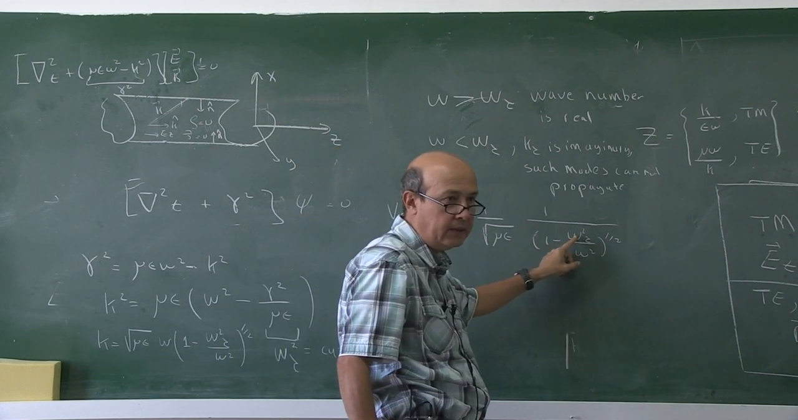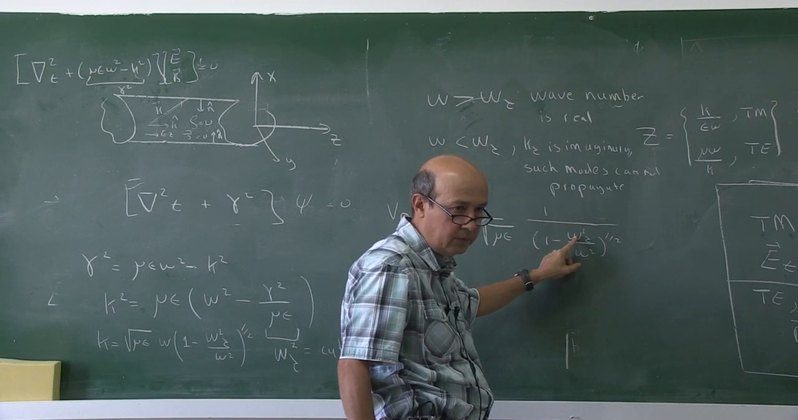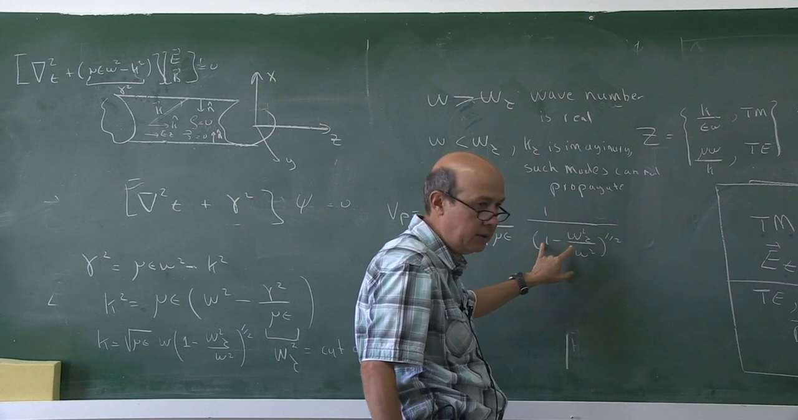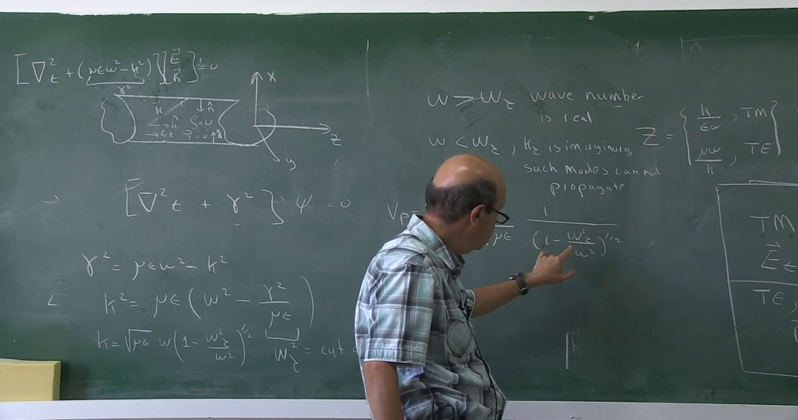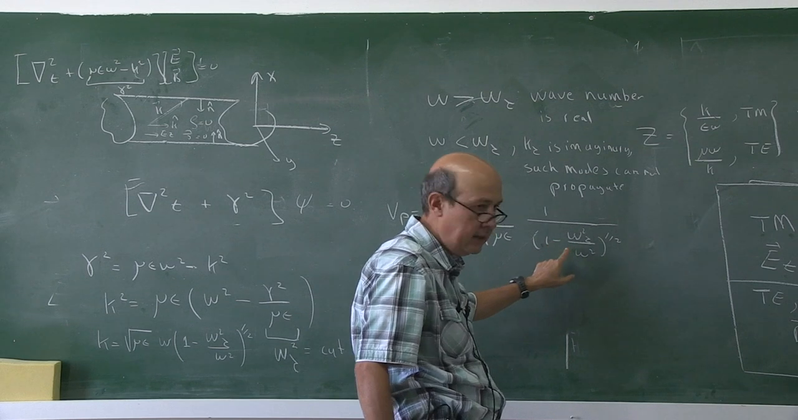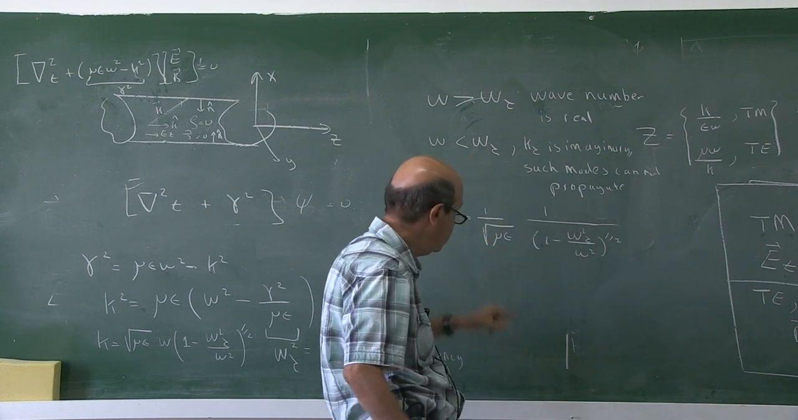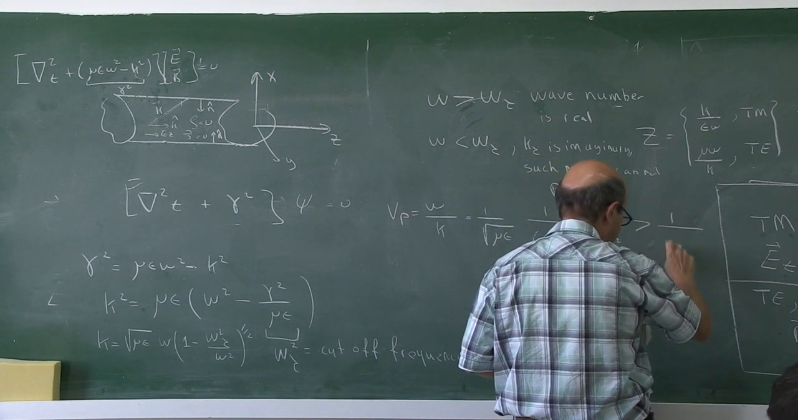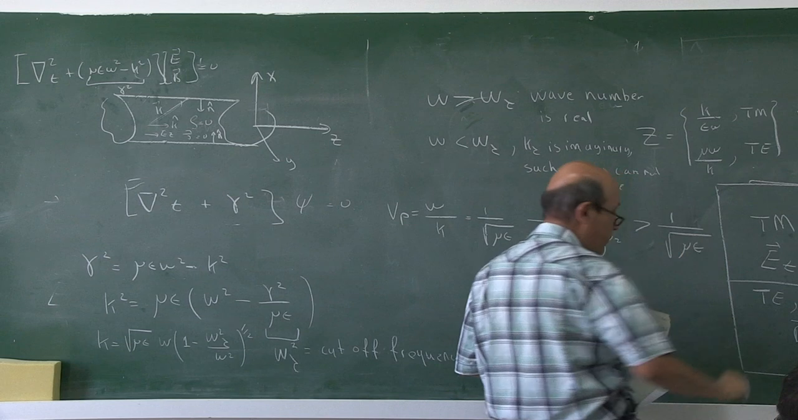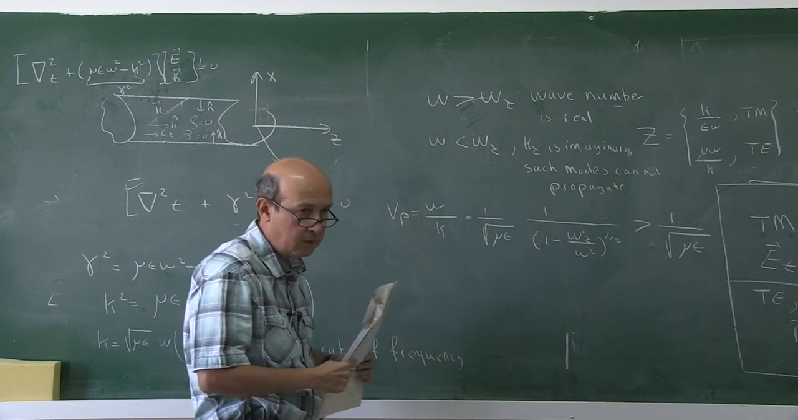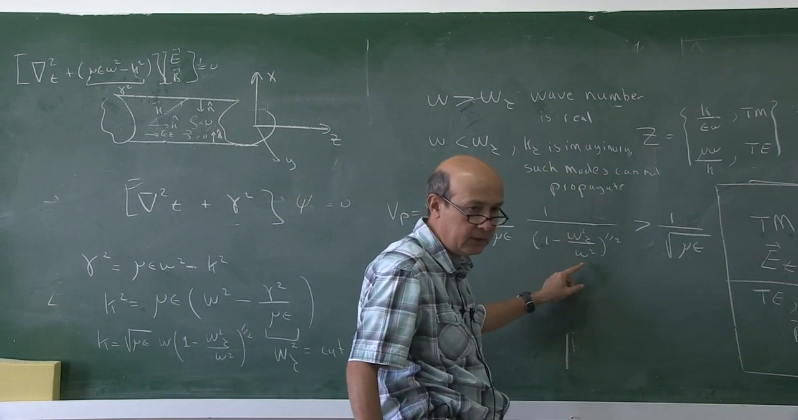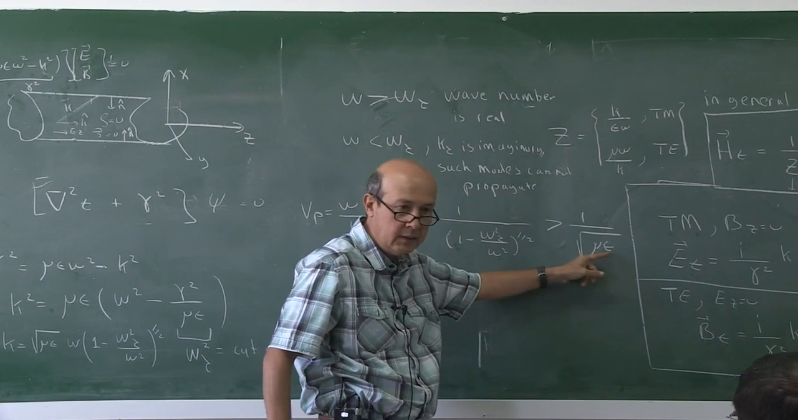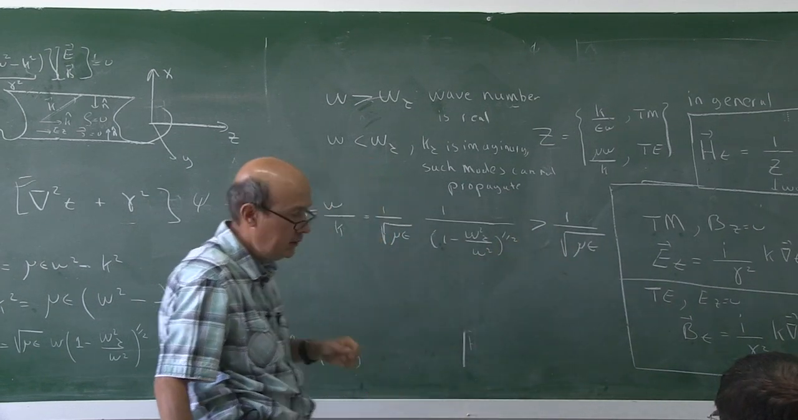Omega should be greater than omega cutoff. If omega is greater than omega cutoff, this is a number less than 1. Therefore, this is a number greater than mu epsilon. Because this number is less than 1, 1 minus this, the inverse of this, is greater than 1, so you have that condition.